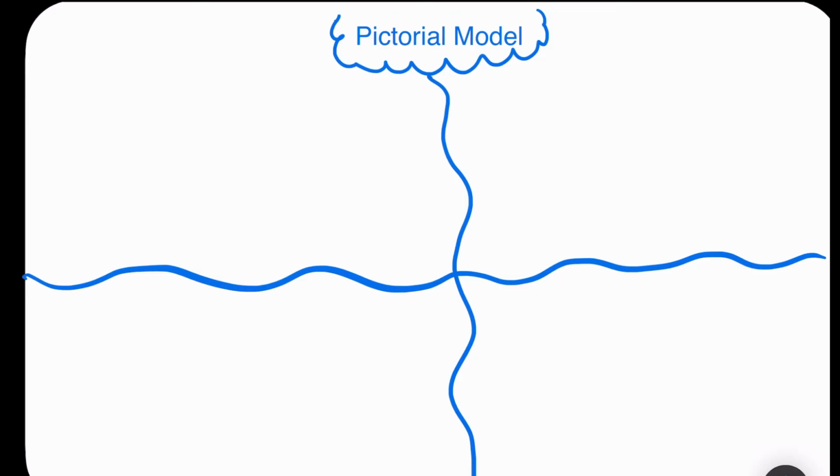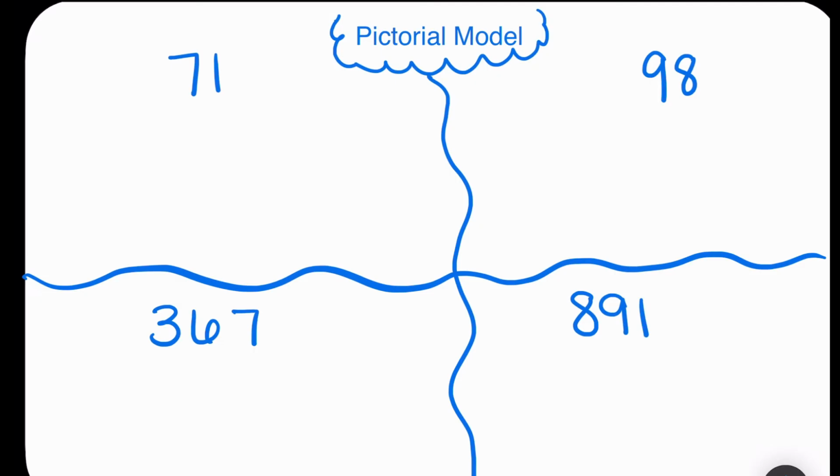So break your paper into 4 pieces just like this. We're going to start with the number 71 in the first box. We're going to do the number 98 in the second box. We're going to do the number 367 in the third box. And then we're going to do the number 891 in the fourth box. I'm going to do 71 and 367 with you. And then I'm going to blur my screen and you can try those other 2 without me.